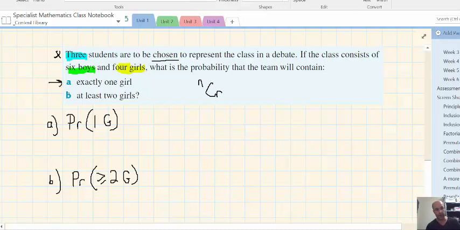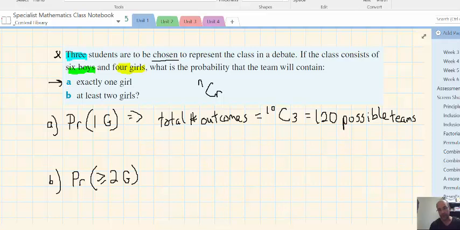What's the probability that firstly the team will contain exactly 1 girl? So we write this down here. Let's look for that. What part of nCr do we need to apply? Well, for the total number of outcomes, which is the denominator, we need to look at 10C3. That will give us the total number of teams that are possible, because it's 3 out of 6 plus 4, 10. So that's 10C3, which is 120.